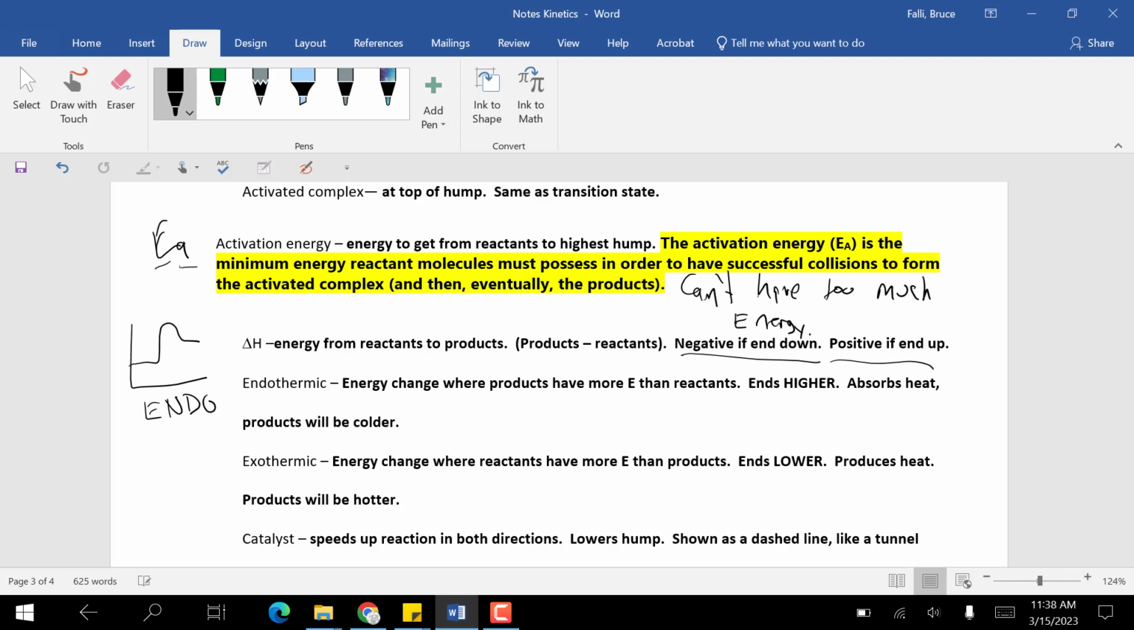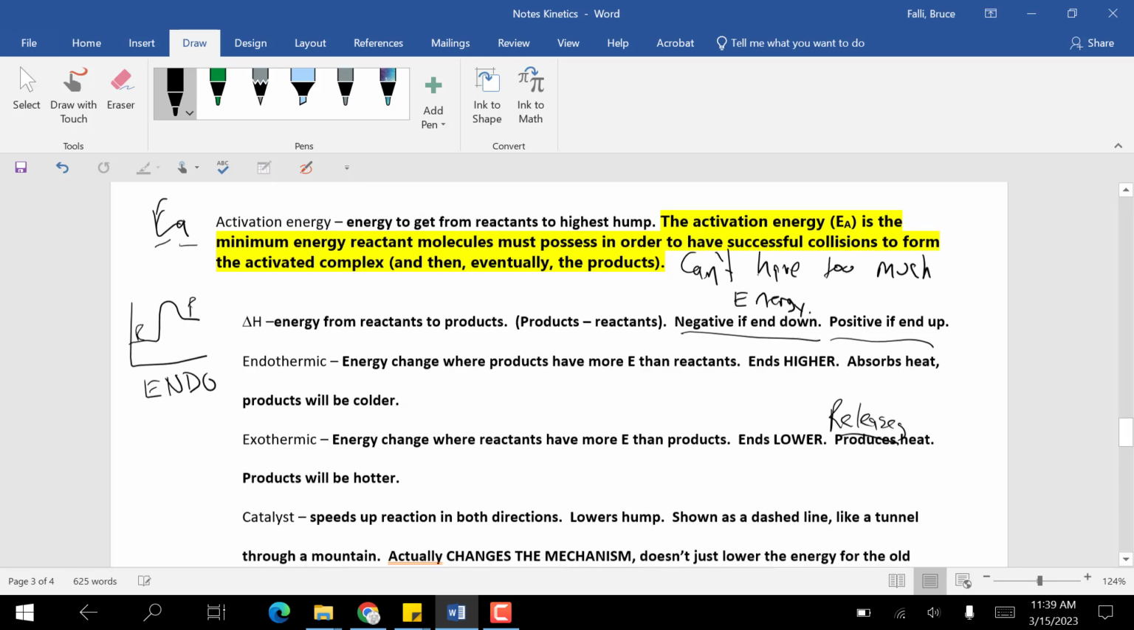All right. Endothermic, energy change where products have more energy than reactants. That's why it's endo. It ends higher. It absorbs heat. The product will be colder because it absorbs the heat. And exothermic, energy change where the reactants have more energy than the products. It ends lower. It releases heat. I've changed the word produces to releases. The products will be hotter.